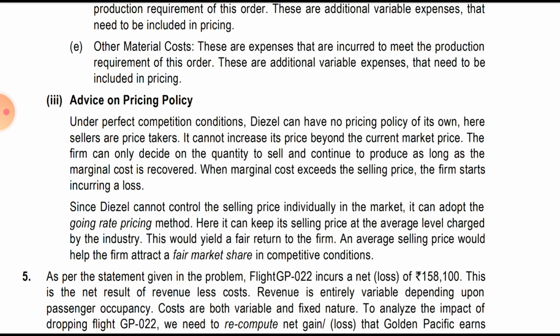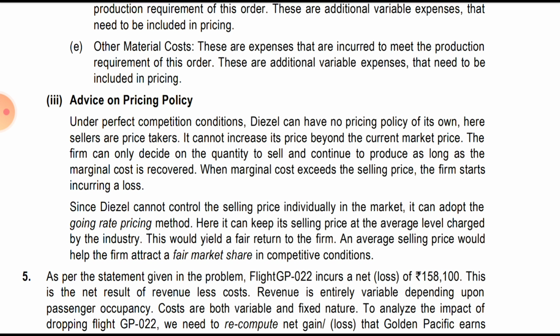The firm can only decide on the quantity to sell and continue the product as long as the marginal cost is recovered. When the marginal cost exceeds the selling price, the firm starts incurring a loss. Since Diesel Limited cannot control the selling price individually in the market, it can adopt the going rate pricing method.